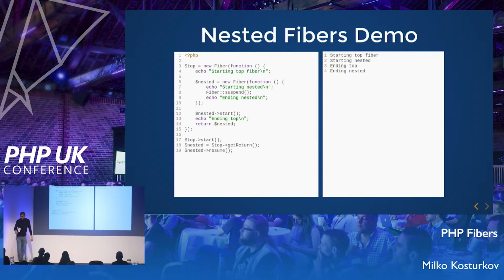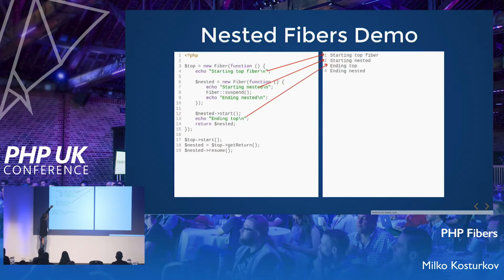So how this looks is, when we start, we get to this point, to this echo over there. We get line 1. Then we create the nested fiber, and we start it here, and we get the echo that we get on the second line. Then, because the nested fiber will suspend, we will get here. So we'll get the third line, "ending top". Then we'll return. The nested will get here. And when we resume, this is what happens.